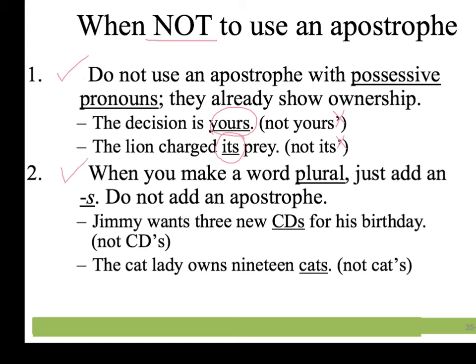All right, a second instance not to use an apostrophe. When you make a word plural, just add an S. Do not add an apostrophe. So be careful. When you just need to make a word plural, all you need is an S. Jimmy wants 3 new CDs for his birthday. This is plural for CD. So we just add the S. We do not need that apostrophe. The cat lady owns 19 cats. This is just a plural word, cats. So we do not need an apostrophe.